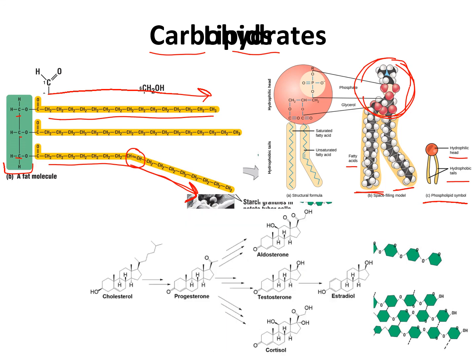Then the last example are steroids. So some steroids are lipids, and one example is cholesterol. Cholesterol is a nonpolar lipid, so it does not dissolve well in water. And some other examples of steroids that can be derived from cholesterol are progesterone, aldosterone, testosterone, cortisol, and estradiol.